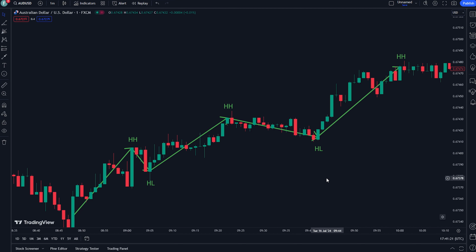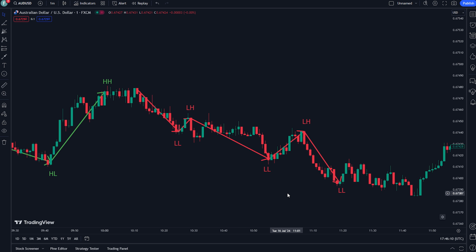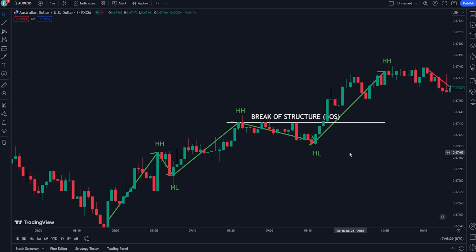Market structure is when traders analyze the behavior, condition, and flow of the market. An uptrend structure is characterized by price forming higher highs and higher lows, while a downtrend structure is characterized by price forming lower highs and lower lows. Breakout structure is when price breaks the previous price peak during a trend. For example, if the price forms higher highs and higher lows, this break of the previous high is called breakout structure.